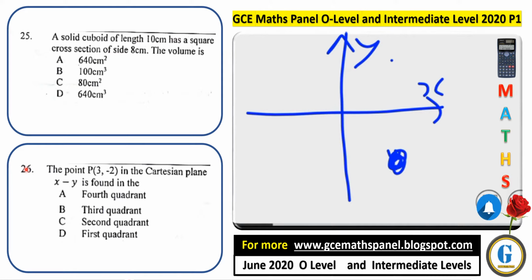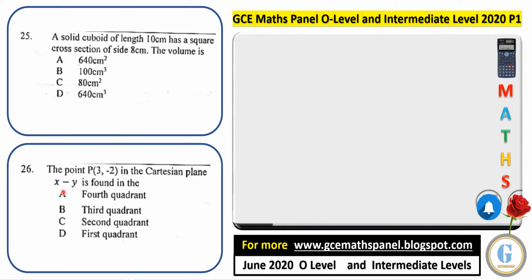So this is the first quadrant, this is the second quadrant, this is the third quadrant, and this is the fourth quadrant. So this point is found in the fourth quadrant. Our key here is A.